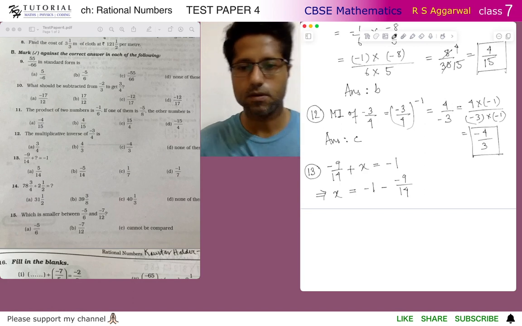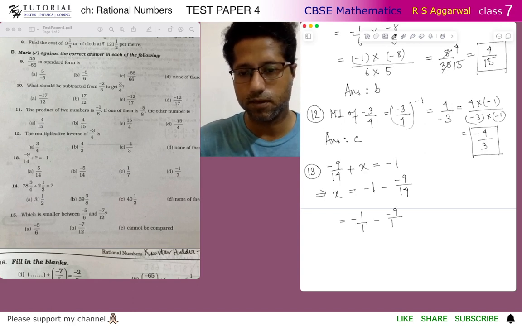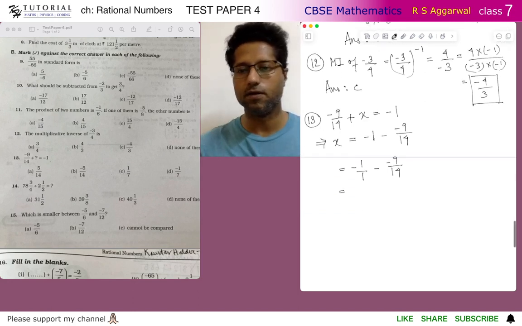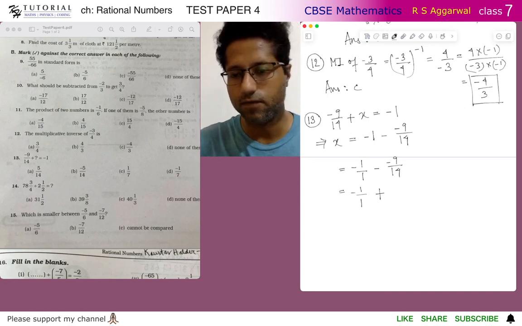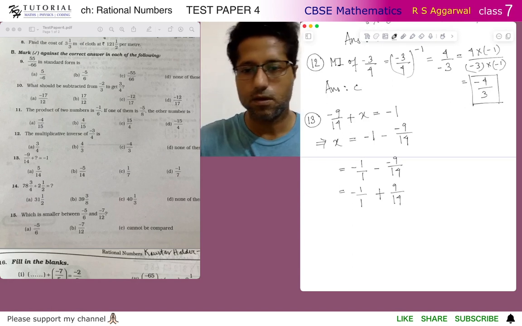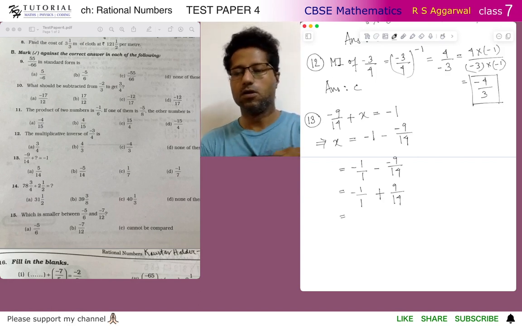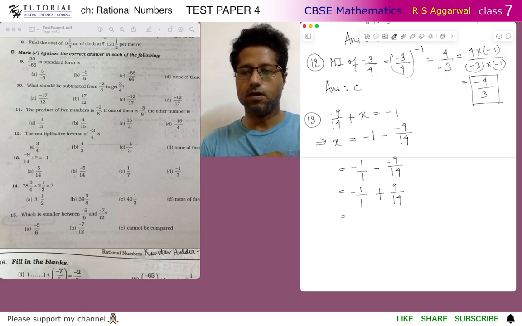So we have to find this. Now minus 1 is minus 1 by 1 and minus 9 by 14. So we know that subtraction of a rational number is equivalent to addition of its additive inverse. So this becomes minus 1 by 1 plus the additive inverse of minus 9 by 14, that is 9 by 14. Now we see that this is addition of two rational numbers where the denominators are different. So we have to convert these two rational numbers to their equivalent form so that they both have a common denominator of LCM of the denominators. In this case it will be 14.